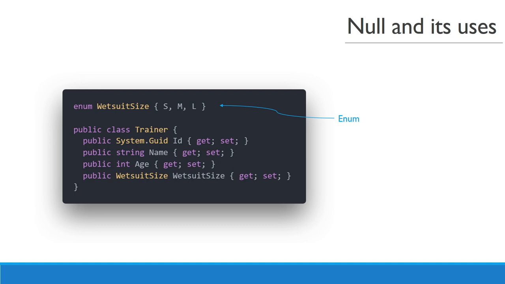And we have a class, a trainer, and a trainer has an ID, of course, a name, an age, and also a preferred wetsuit size. Now, this is our class that we're going to be working with.